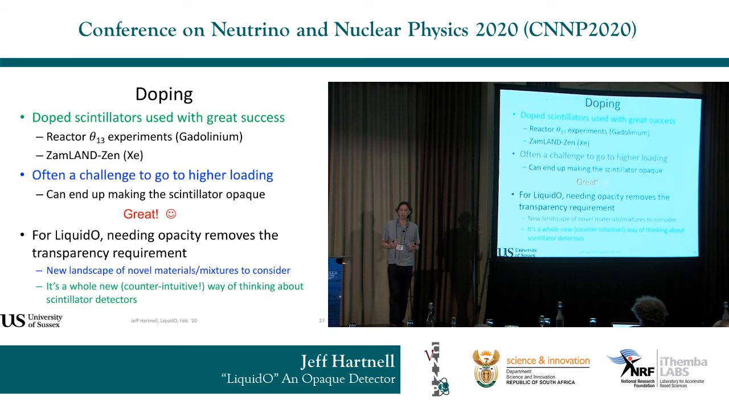So another thing to think about for the physics is doping or loading your scintillator with other materials. Doped scintillators have been used with great success. The reactor Double Chooz experiments were doped with gadolinium to enhance neutron capture. KamLAND-Zen was doped with xenon. Now, often one of the challenges to go to higher loadings is that you end up making the scintillator opaque. And here, that's what we want. Because you need opacity for LiquidO, you're removing that transparency requirement.